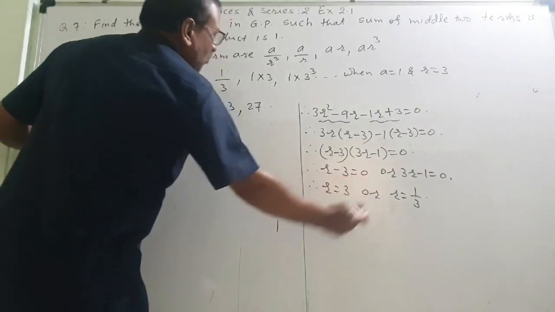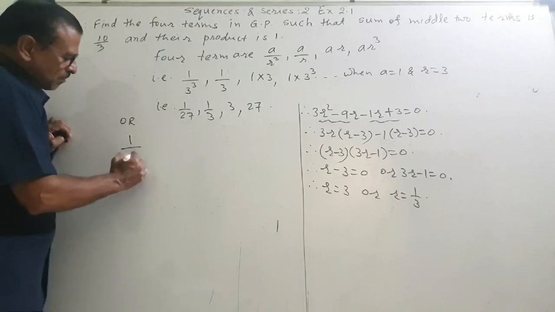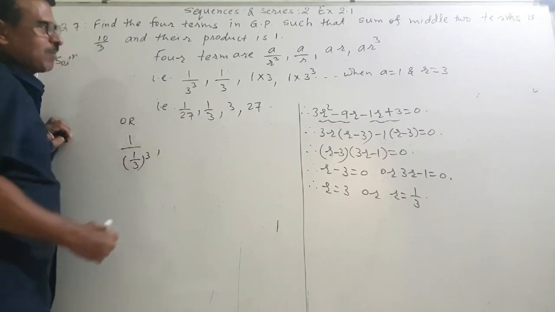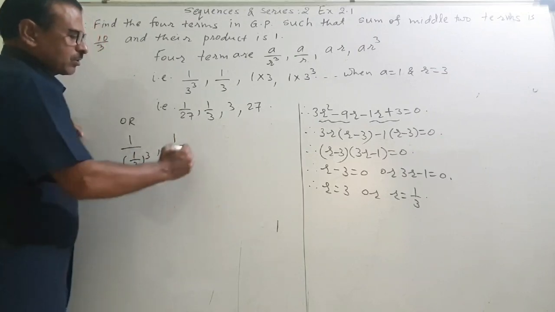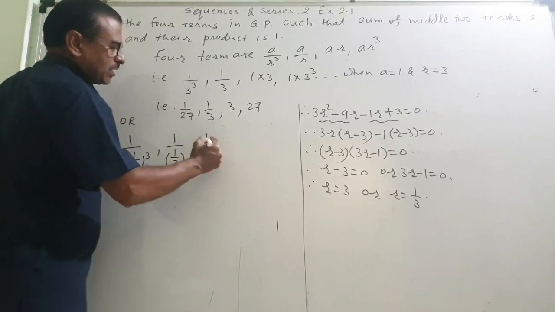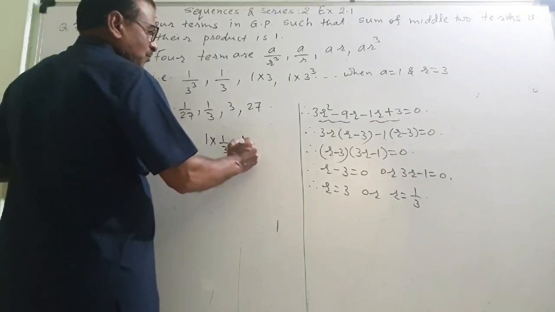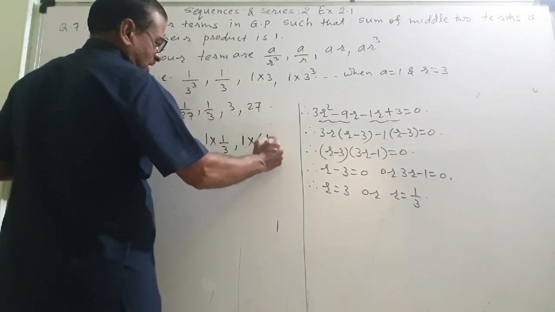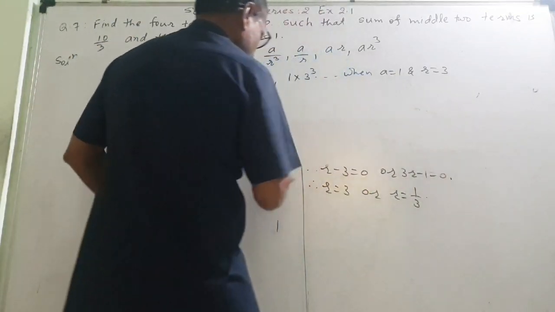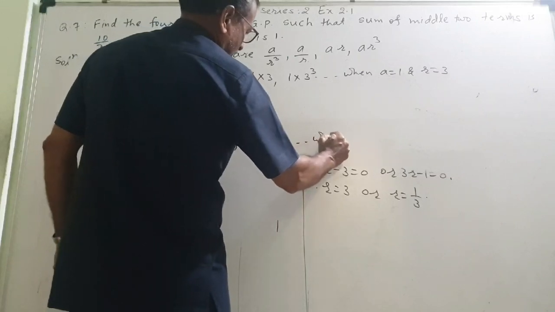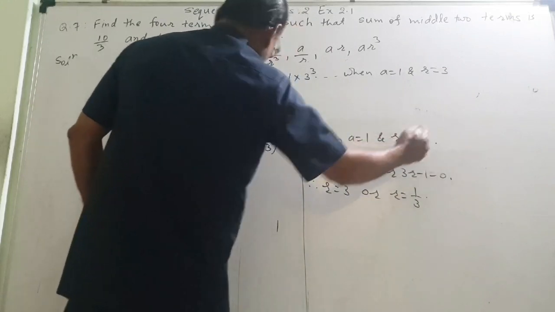Now I am using this 1 upon 3. A means 1 upon. R is 1 upon 3, its cube. A upon R means 1 upon 1 upon 3. AR means 1 into 1 upon 3. A into R cube means 1 upon 3 cube. Here I will write, when A equal to 1 and R is equal to 1 upon 3.